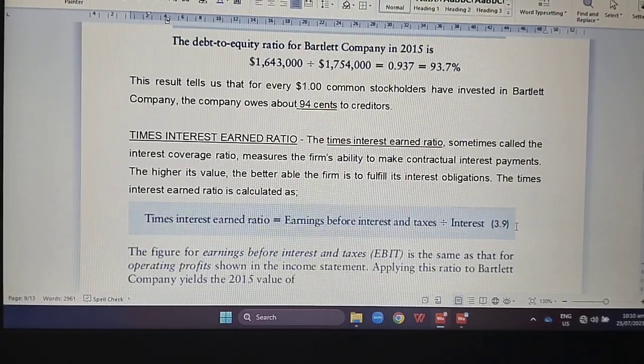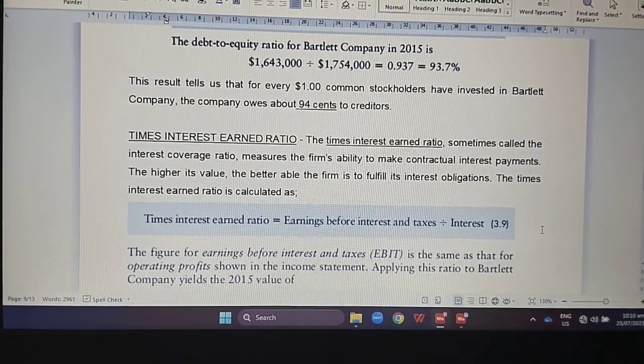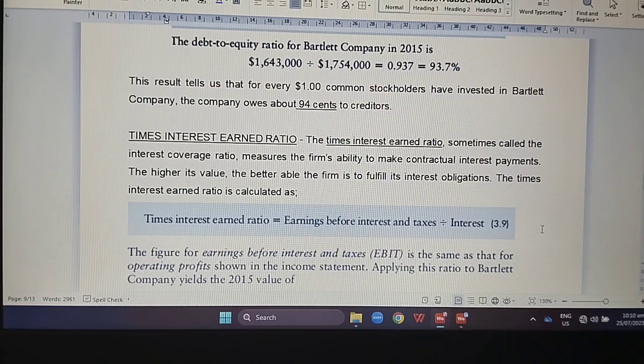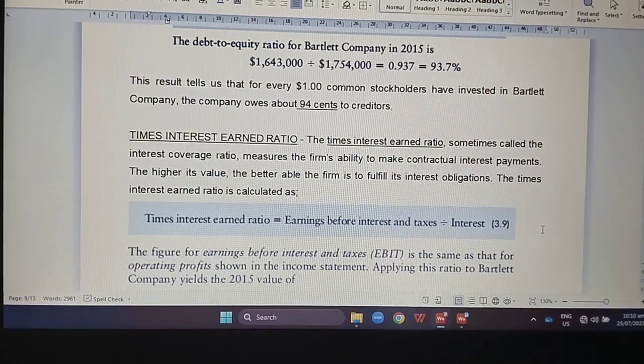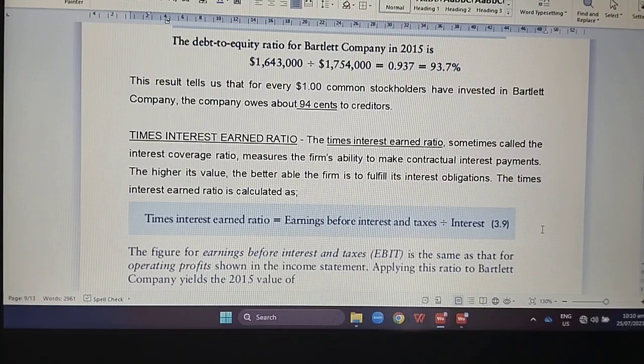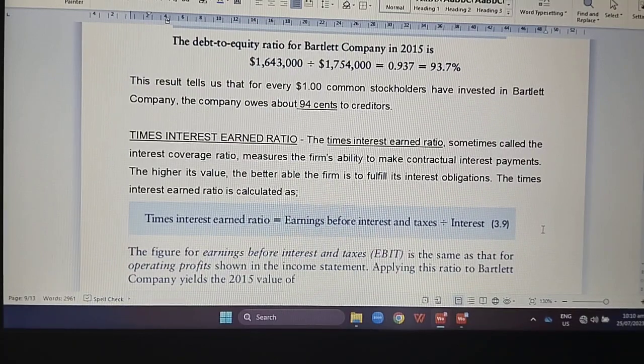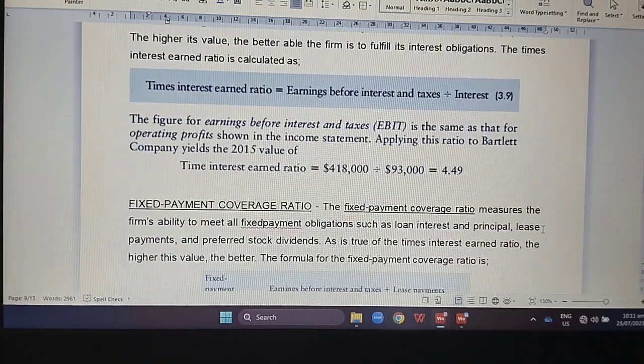Ganun lumalabas. Times interest earned ratio, sometimes called the interest coverage ratio, measures the firm's ability to make contractual interest payments. The higher its value, the better able the firm is to fulfill its obligation. Ibig sabihin, mas makakapagbayad tayo. Okay? Mas kakayanin natin makapagbayad. Okay? So, tulad nito, ayan, it's 4.49. So, maganda. Ibig sabihin, may capability tayo to pay.